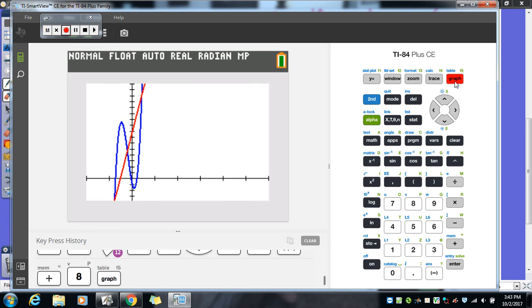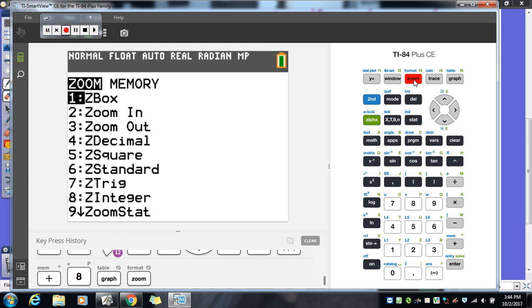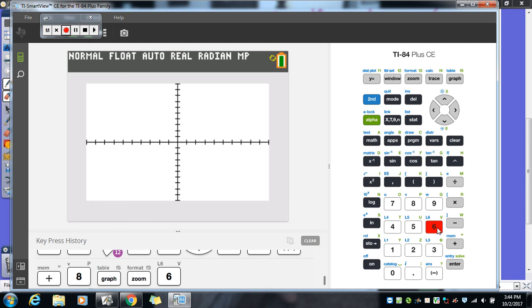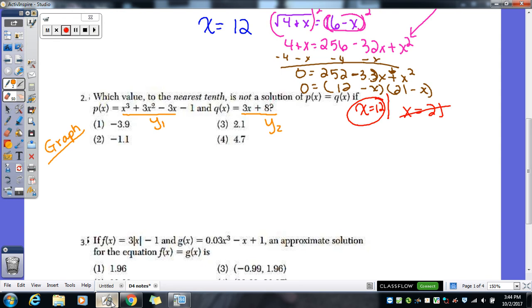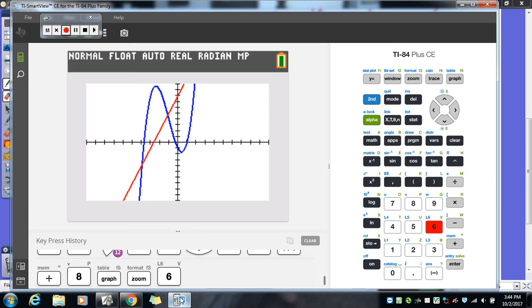The graph there is a little bit funky because we were still set up from our last problem. So I'm going to go to zoom 6, which is our standard 10 by 10. So we see that it crosses here, and there's going to be another one somewhere up there. So let's look at our multiple choice. Which value to the nearest tenth is not a solution? So let's do our zoom trace on these.